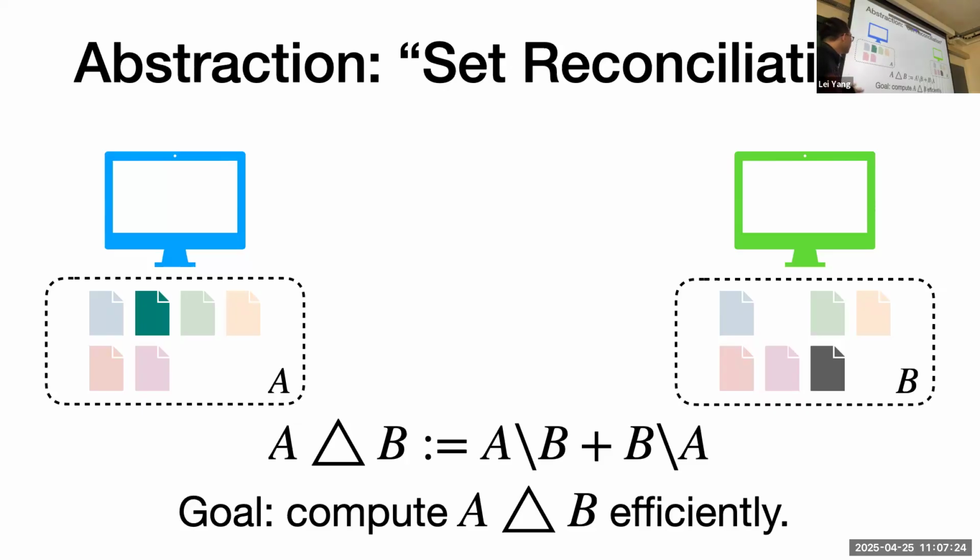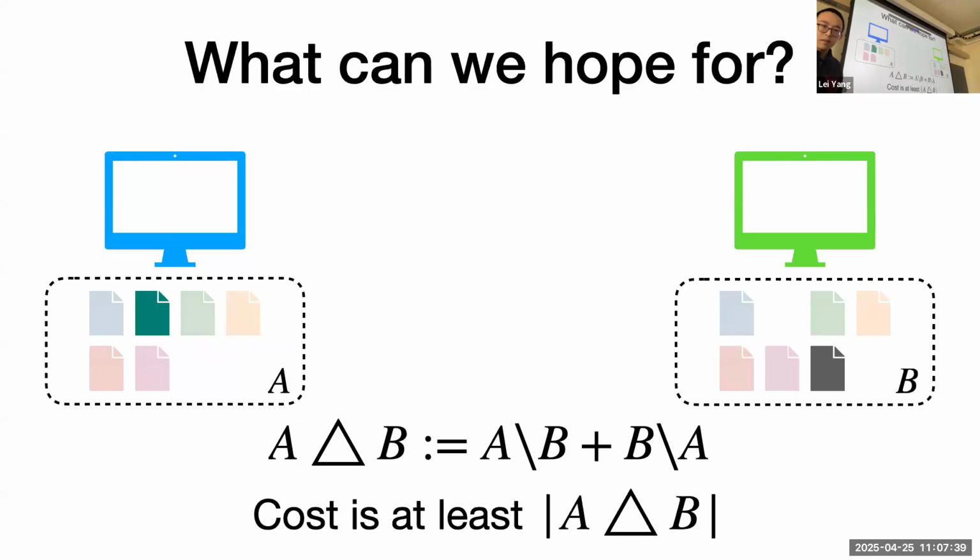Right, so the symmetric difference is basically the items that appear only once in either A or B. And they want to distributedly compute this so that they can learn the items missing from each other, right? So this is the end goal.